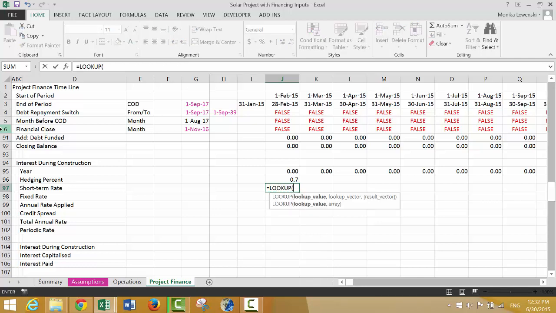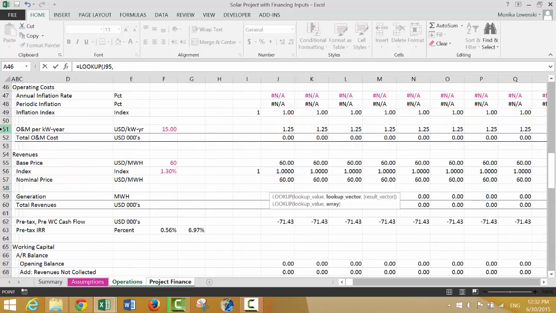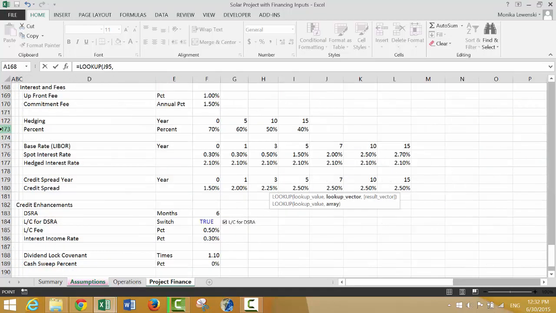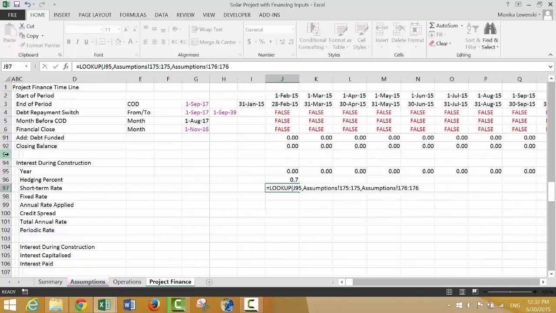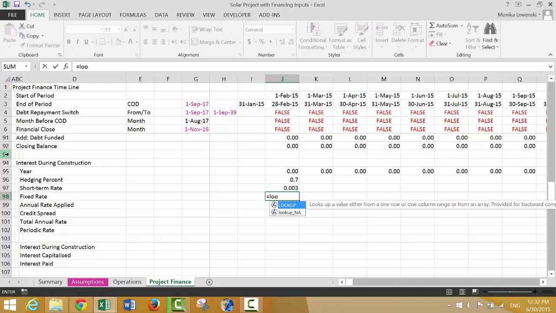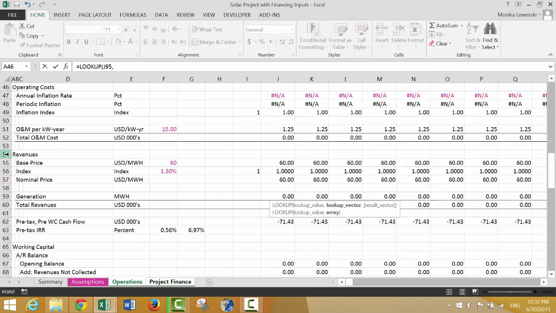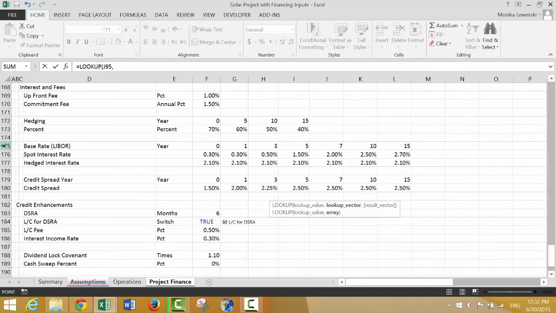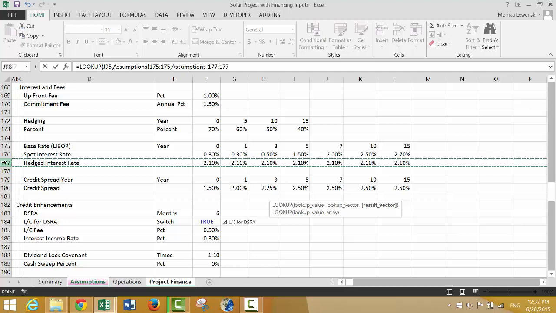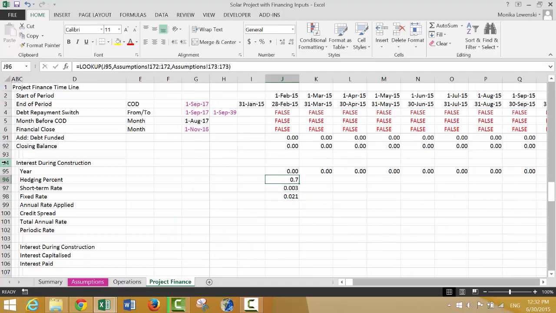Okay, and then we go to this one and go up to the year first, and then put the spot rate. Okay, and then we put equal lookup. Okay, and then we get the fixed rate. I hope you can see the importance of just setting this up if you're going to use the lookup function.